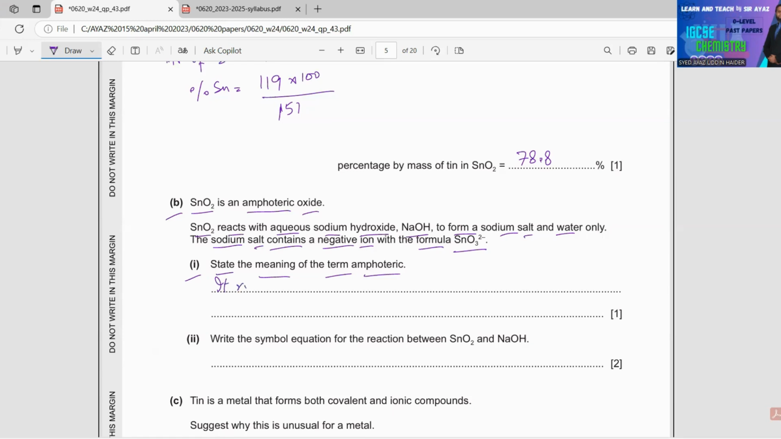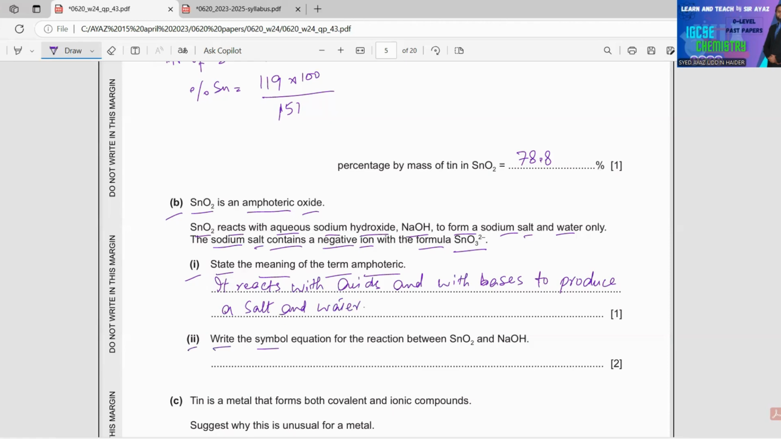It reacts with acids and with bases to produce salt and water.